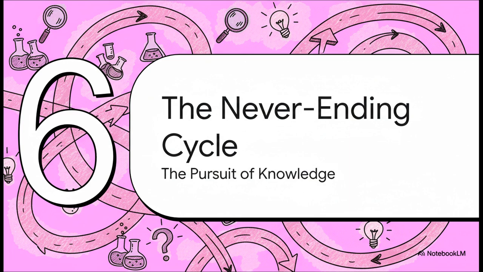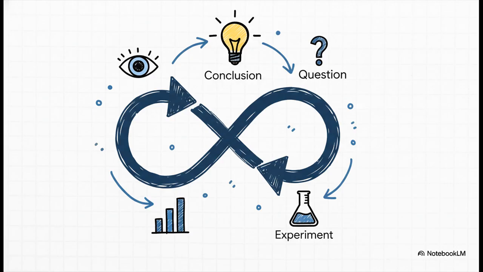Science isn't just a straight line to a single, final answer. The truth is, the scientific method is a continuous loop. It's iterative. The conclusion from one experiment very often becomes the observation that sparks a brand new question. It's this constant, never-ending cycle of questioning, testing, and fine-tuning our understanding of the world based on actual evidence.